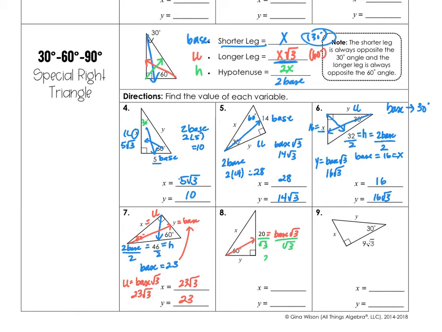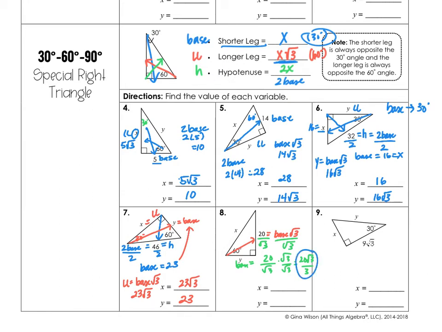Now, remember when you have a radical on the bottom, you have to rationalize. So you have to multiply by root 3, which is going to give us 20 root 3 over root 3 times root 3, which is 3. Now, that will not simplify because 20 over 3 doesn't simplify. So our base is 20 root 3 over 3.